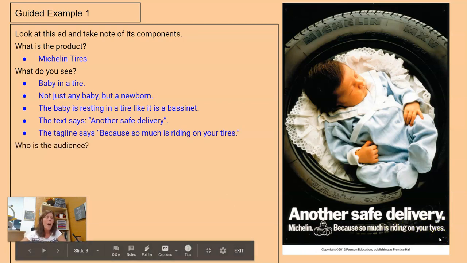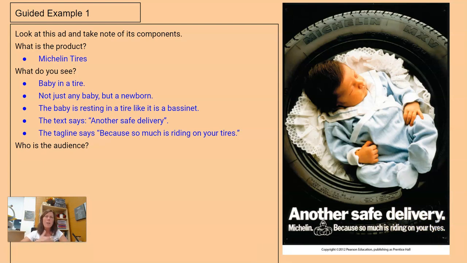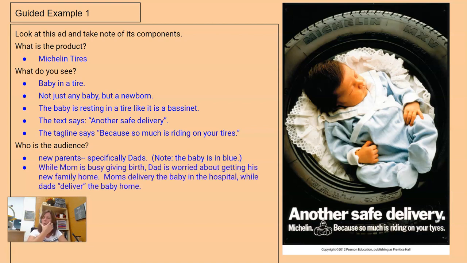So who is the audience of this particular advertisement? Well, let's think about that. Obviously, it's going to be parents, right? But I think that the audience is actually more narrow than just parents. Specifically, I think the audience is dads, because who normally buys tires? Dads. And what color is that baby wearing? Blue. Even though it's stereotypical, we normally associate having a son with a dad kind of appeal. So let's talk a little bit more about that.